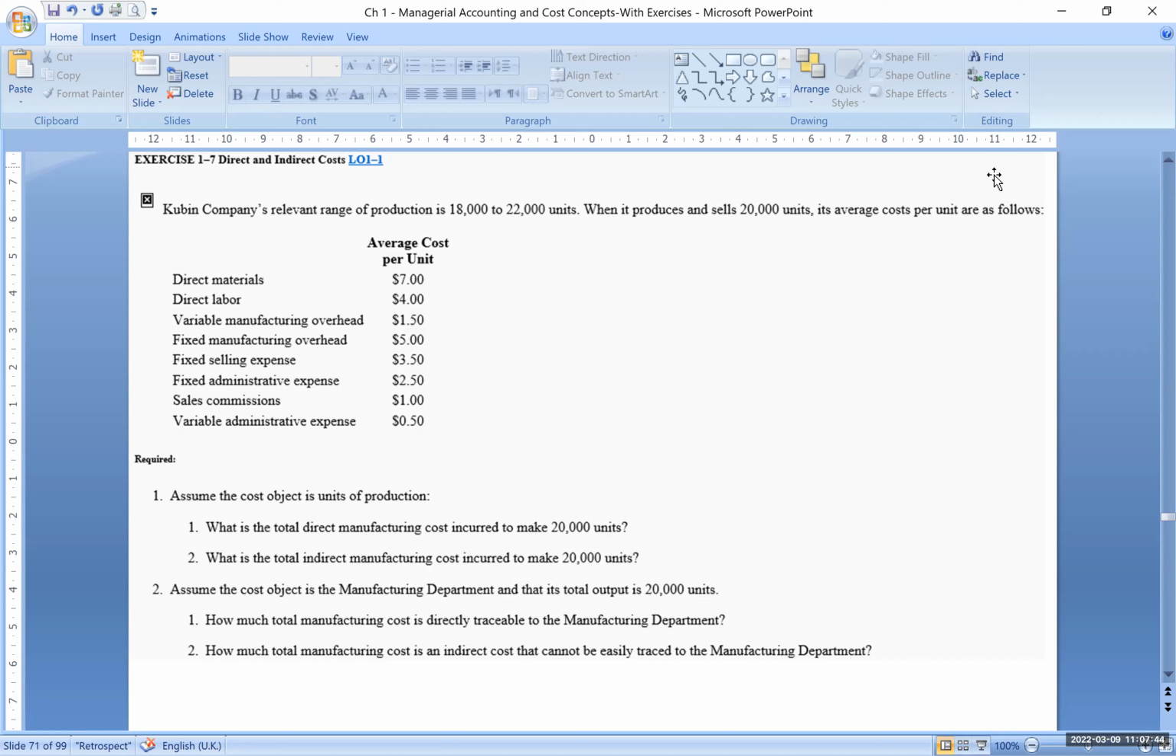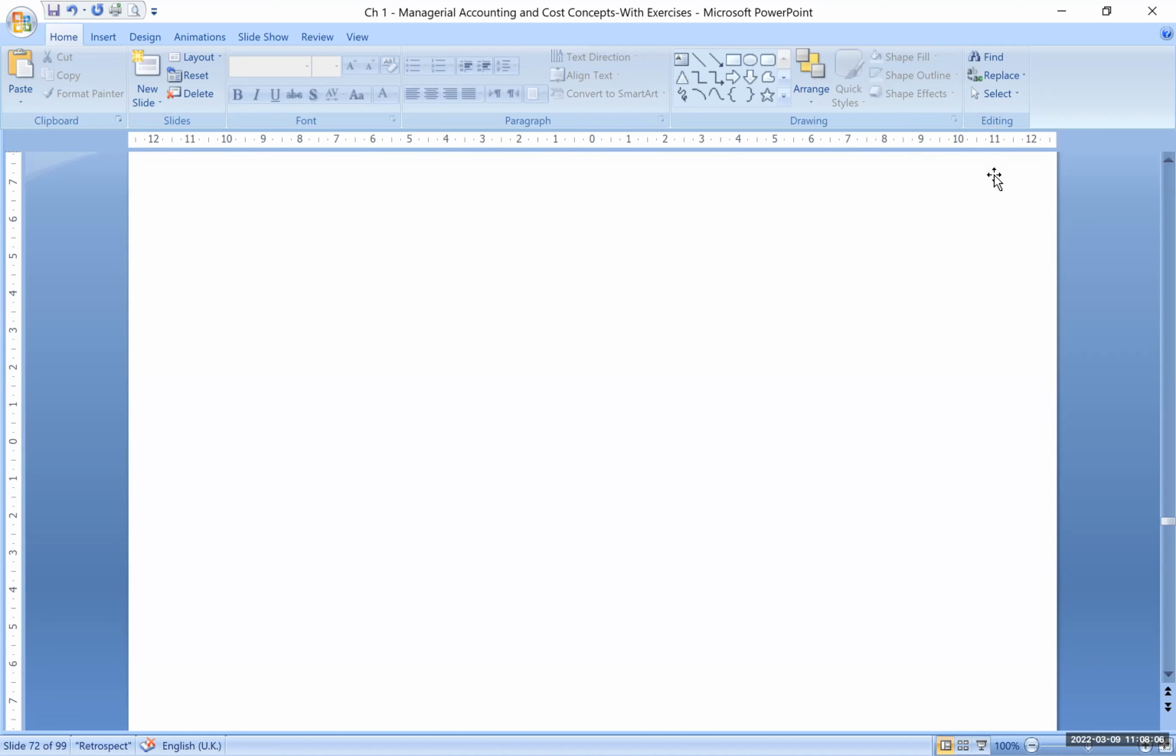Why didn't we choose the selling and administrative? Because these are non-manufacturing. Why didn't we choose the sales commission? Because it is a selling expense, not manufacturing. Also variable administrative is non-manufacturing. So the answer for number one will be what? Direct material and direct labor.